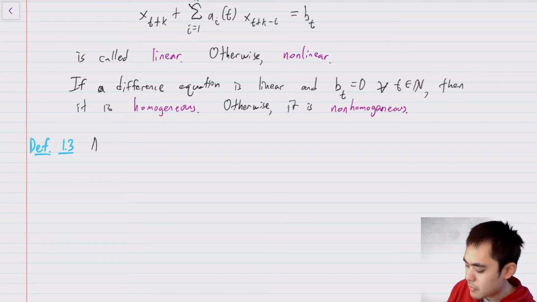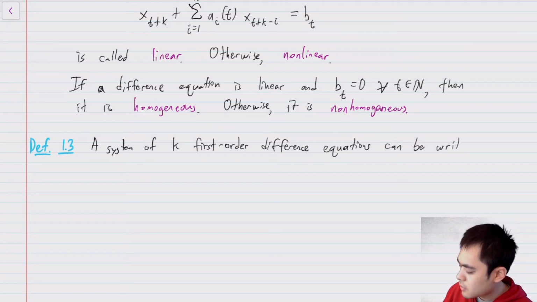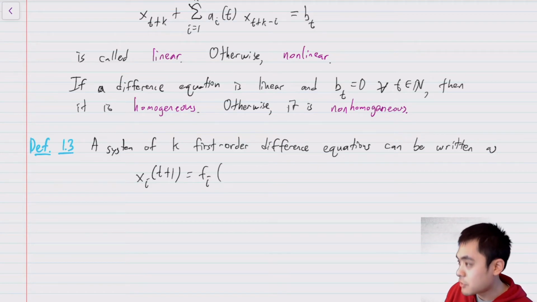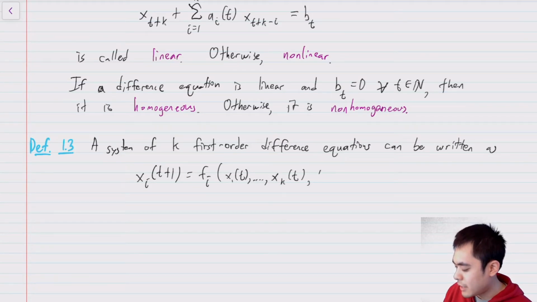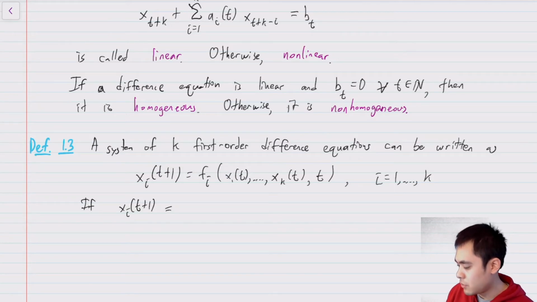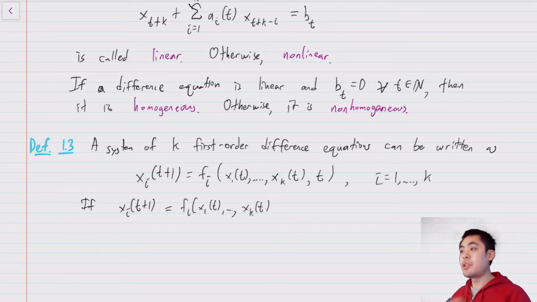So, definition 1.3, a system of k first-order difference equations can be written as x sub i of t plus 1 is equal to f sub i of, so some function of x1 of t through xk of t, and t, so it's a function of t as well, for i equal 1 through k. Note that here the subscripts are no longer denoting time. The subscripts are denoting different state variables that are each evolving with time.